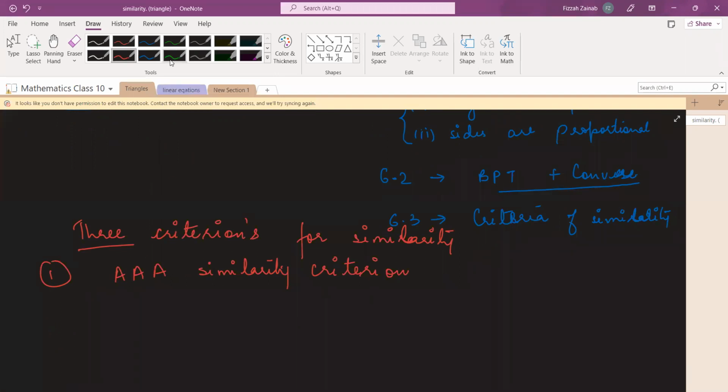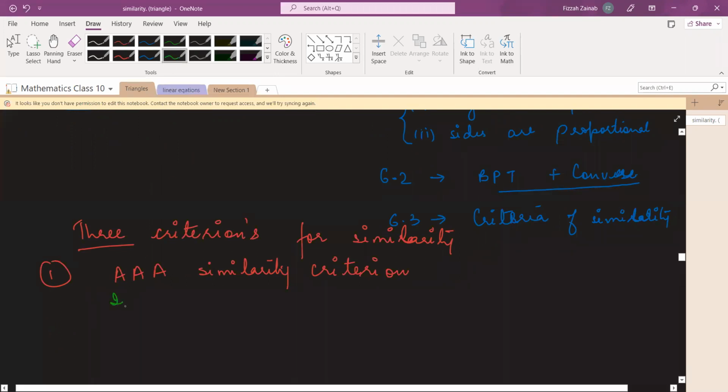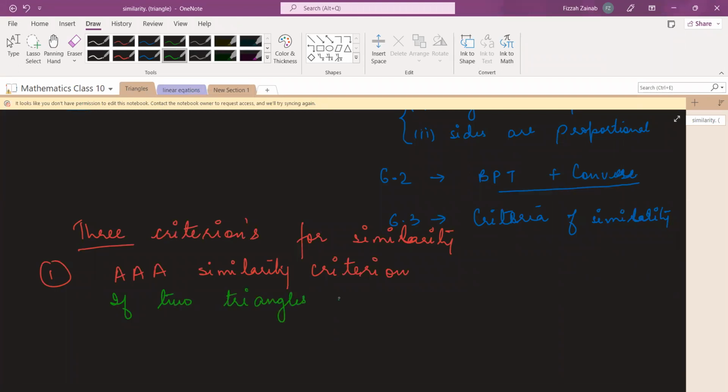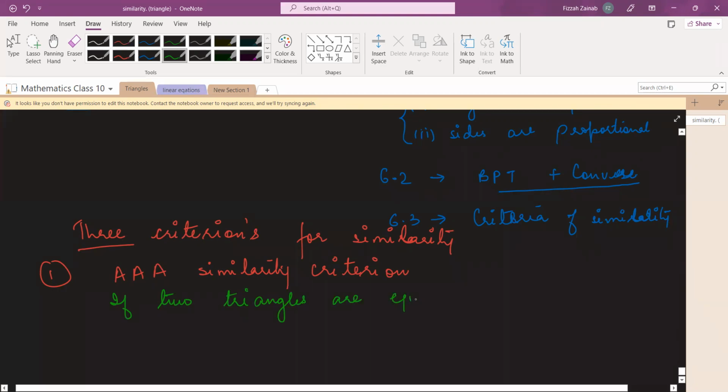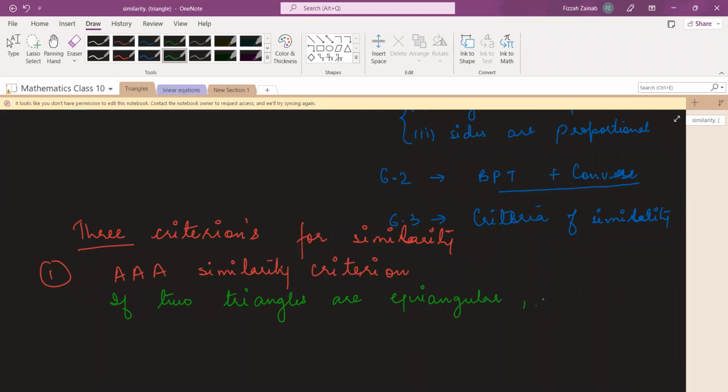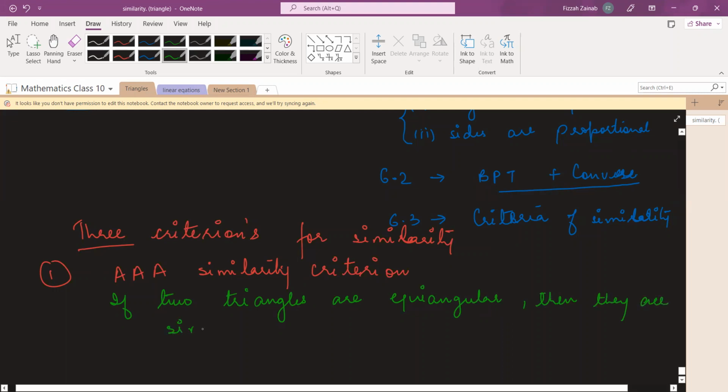Or you can just write down one line if you wish. So if two triangles are equiangular, equiangular means all the angles are equal, right? Then they are similar. Okay.